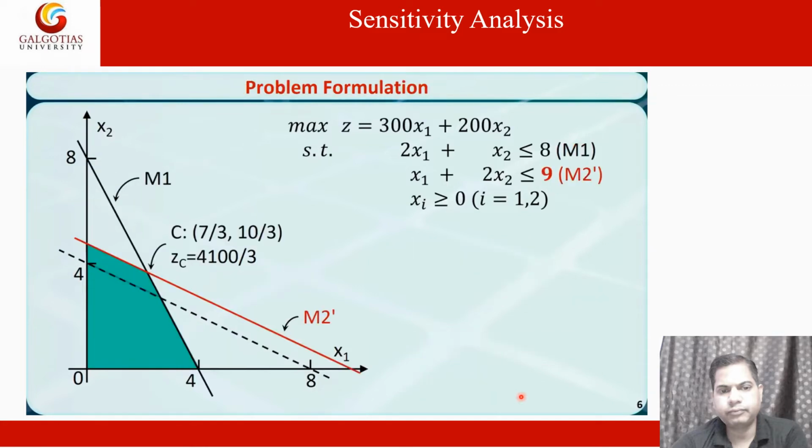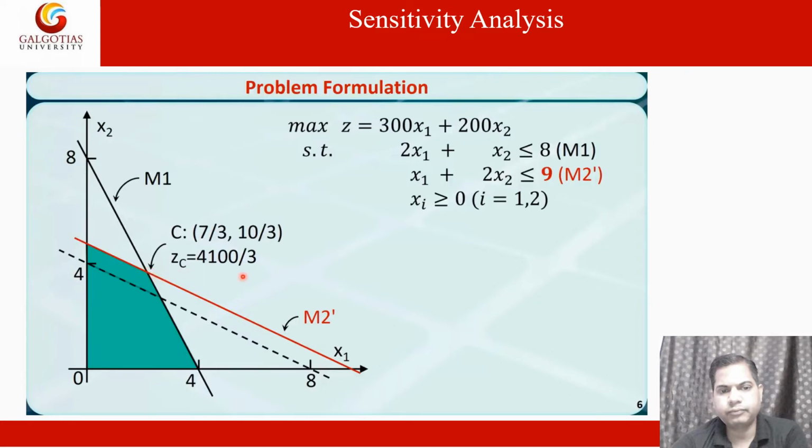For machine 2, we can do the same. We want to know if we change the available time by 1 hour from 8 to 9, how much will the z value change? In this graph, the constraint for machine 2 will be changed to M2 prime, and the optimal solution will be changed to point C.